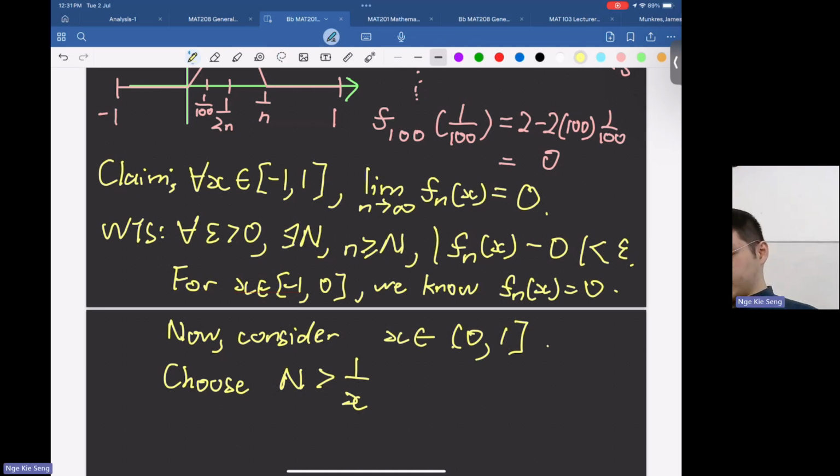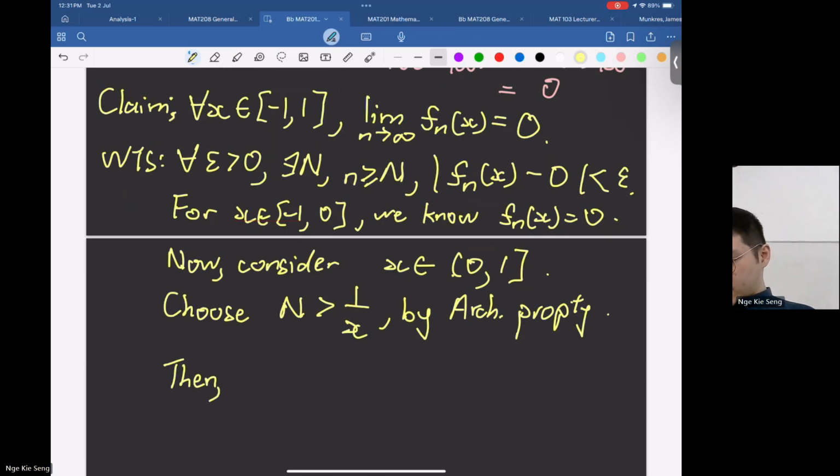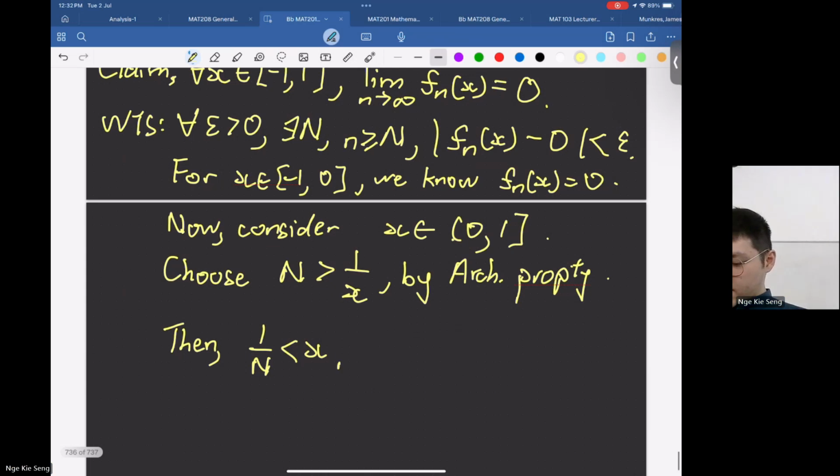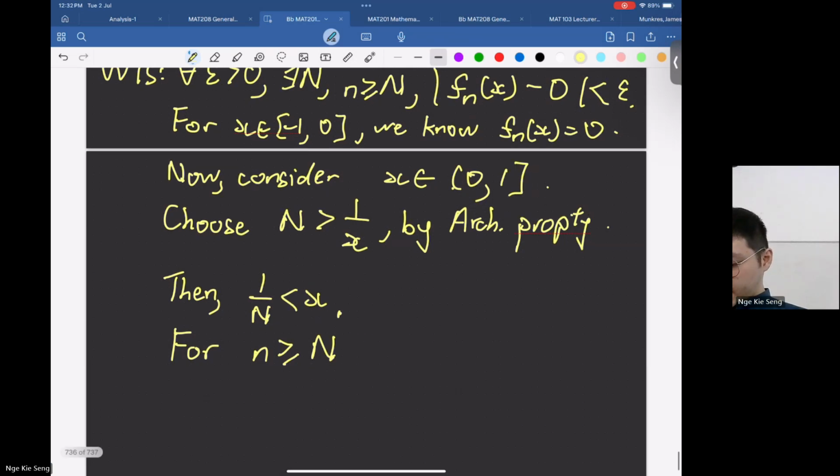Consider x in this region. So we can choose this by the Archimedean property. So what happens if I choose this? I know that x will be greater than 1 over N. So what do I do? Then for all n greater than or equal to N, what happens? We will know that f_n(x) is equal to 0 always.